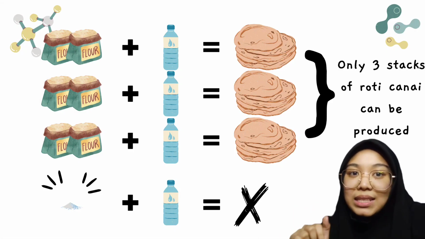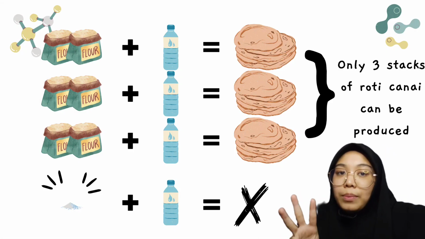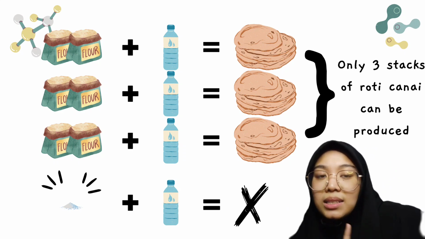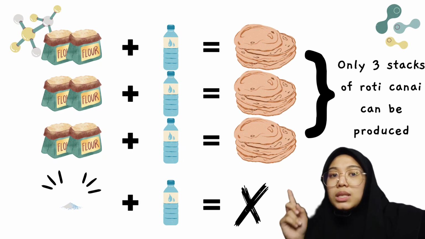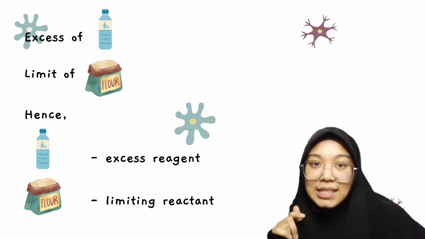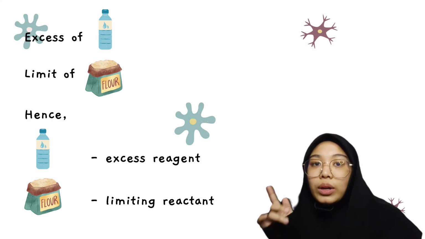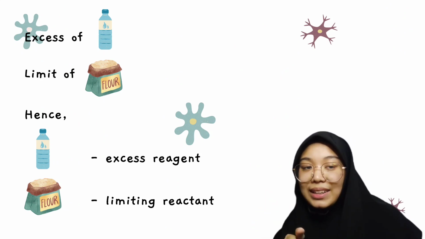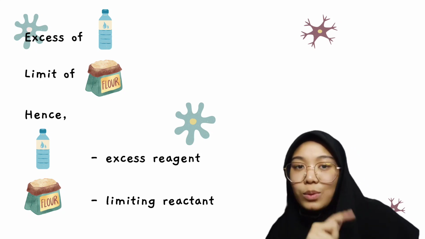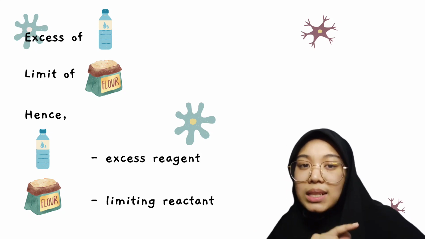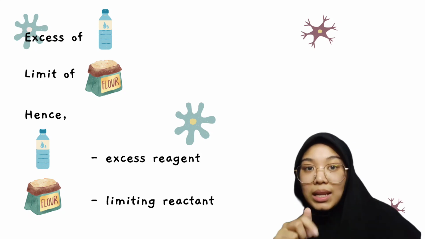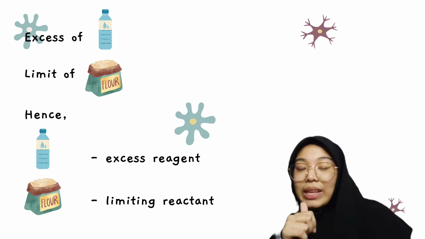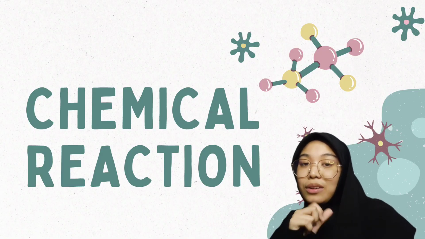Ta-da! Take a look at the slide where we can see only 3 complete processes of the production of roti canai, and also you can see the extra ingredient that is not being used, which is a bottle of water. Yes, in this case, we notice that the bottle of water is the excess reagent and the small pack of flour is the limiting reactant. This is what I mentioned before. Even though flour has a larger amount than bottles of water, it is the limiting reactant in this process. So far so good?